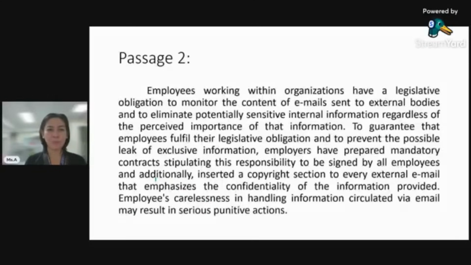Okay. Here, passage 2: employees working with organizations have this legislative obligation to monitor the content of emails. So, sa isang company or isang organization, may mga obligation po ang mga employees.